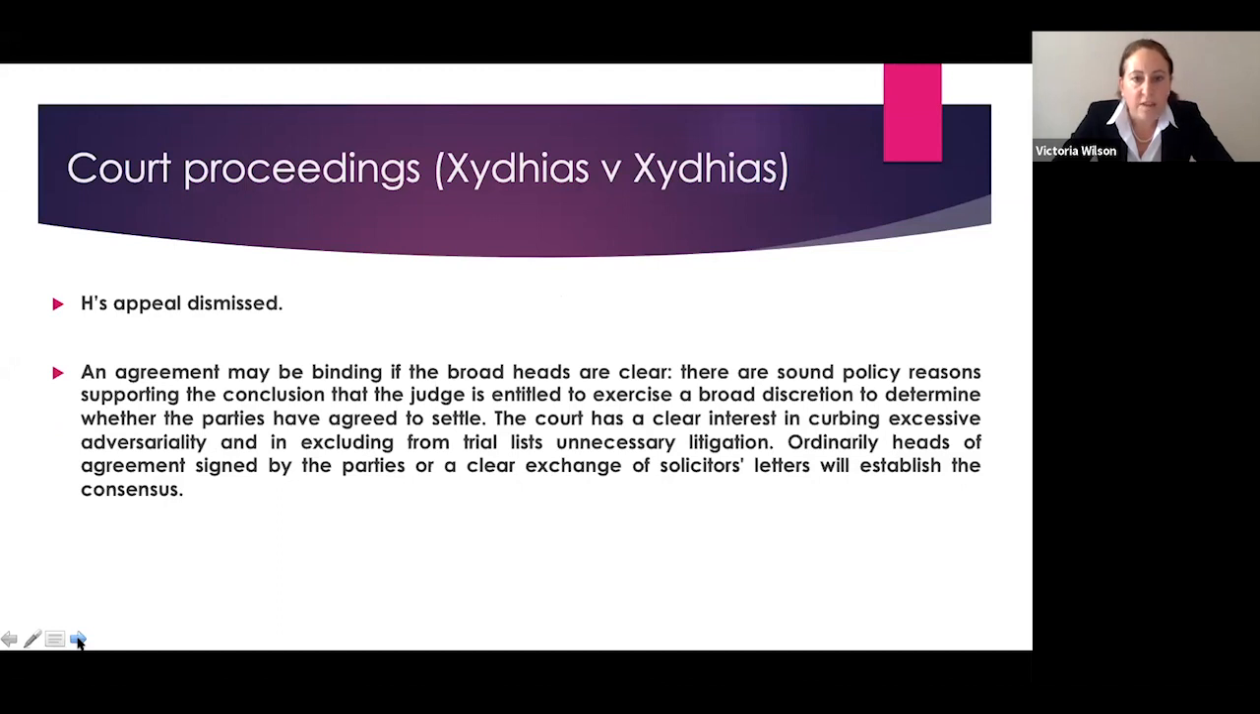The judgment says that an agreement may be binding if its broad heads are clear. And it explains there are sound policy reasons for doing so, because the court doesn't want to clutter its time up with excessive litigation and full trial lists. So the key point is ordinarily heads of agreement signed by the parties or a clear exchange of solicitors' letters will establish the consensus. So that's a good case to have up your sleeve.